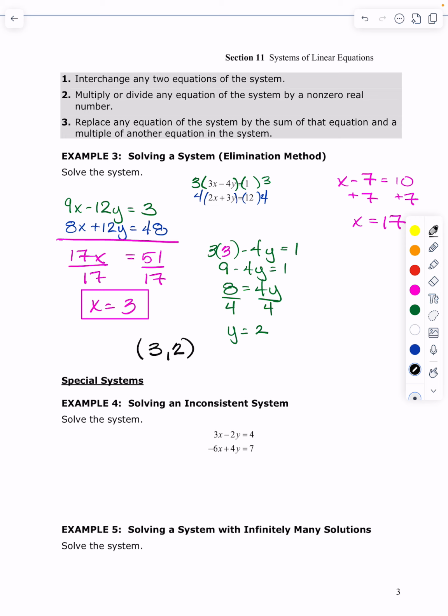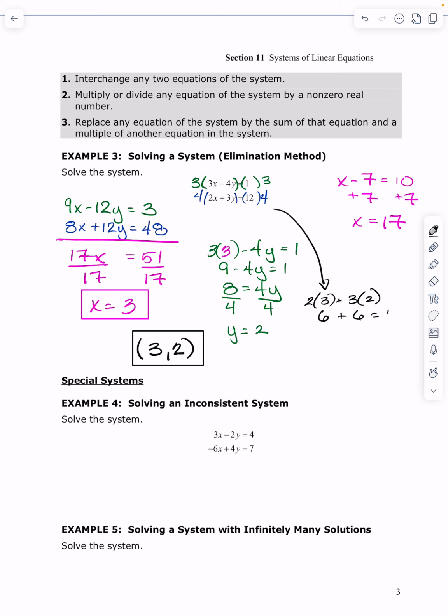Now be careful. Sometimes we don't always solve for x first. Make sure you understand which is your x, which is your y. To be safe, I am going to go ahead and plug it into the second equation because this should work in both. So I have 2 times 3 plus 3 times 2. I get 6 plus 6, which does equal 12, so that checks.